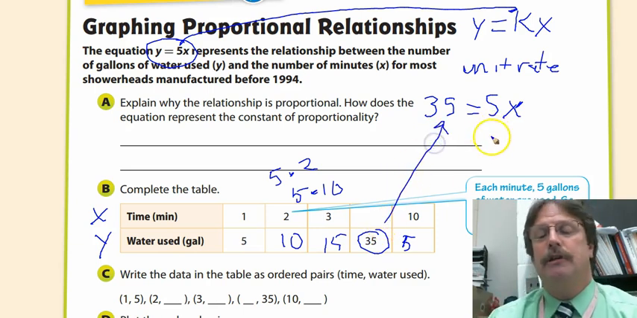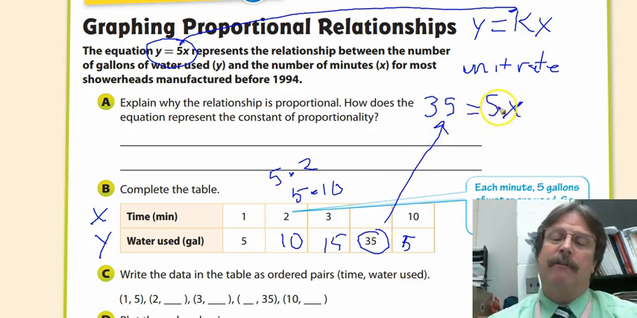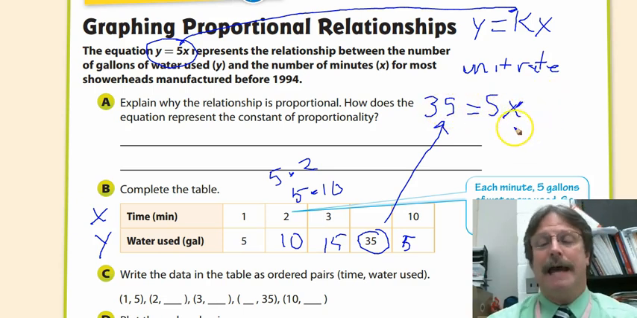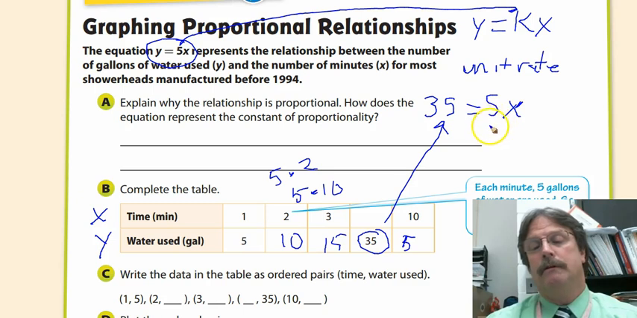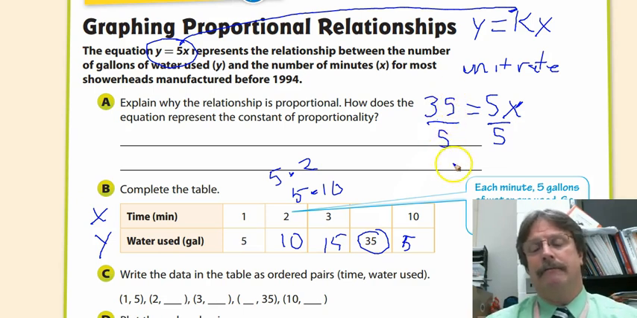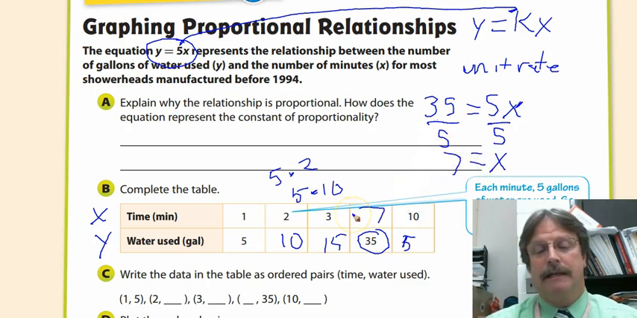Two ways you can look at this. You can say to yourself, 5 times what number gives me 35, and use your multiplication tables for that. Or, if I get rid of my 5 on this side by division, because the opposite of multiplication is division, I do the same thing over here. 35 divided by 5 equals 7. So x is going to equal 7, and I would write 7 in here.